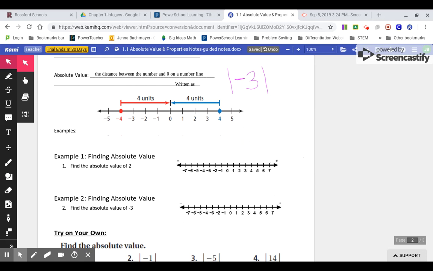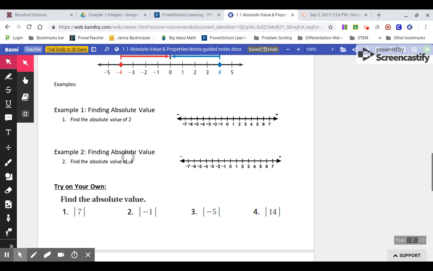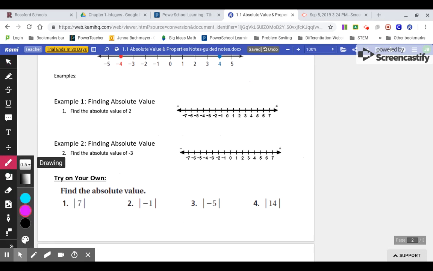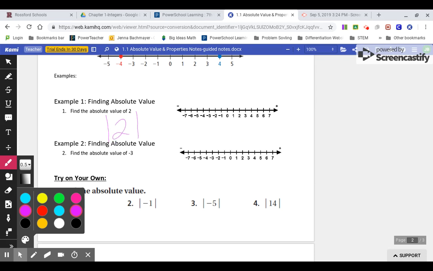Finding the absolute value of 2. So absolute value of 2, okay, is going to be drawn something like that. Okay, and we are looking at how far away, oops, let me get over to my 0, how far away we are from 0. Okay, so we are 1, 2 spaces away.